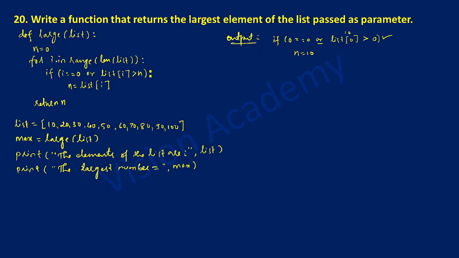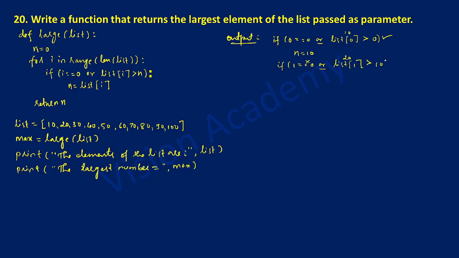Now i value is 1. Here we are going to check out this condition. If now i value is 1, whether 1 is equal to 0, no, condition is false. Here I'm going to write the next condition, or list of i. i value is 1. So list of 1 consists of what? 20. So here 20 will be written. Next, greater than n is there. What is the value of n? Earlier it was 10. So whether 20 is greater than 10?